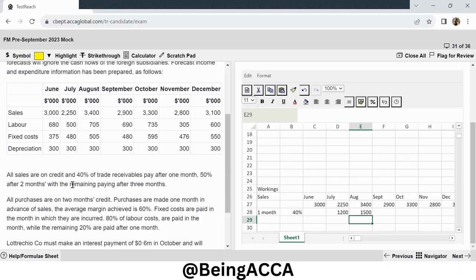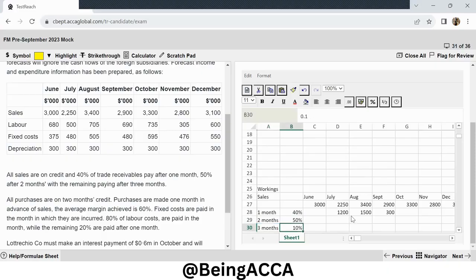And then how much is the remaining? Remaining is nothing but 10%. So 10% will be paying me in the month of September. So this is this multiplied by 10%, and this comes out to be 300. So this is what I'm going to be receiving. Another thing that we can do to make our presentation better is to write 2 months over here, and this is 50%. And then we have the remaining 10%, and let's type this to be 3 months.